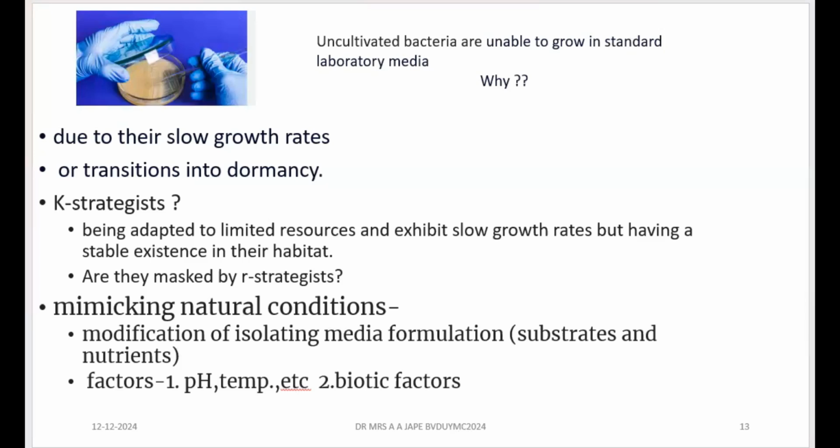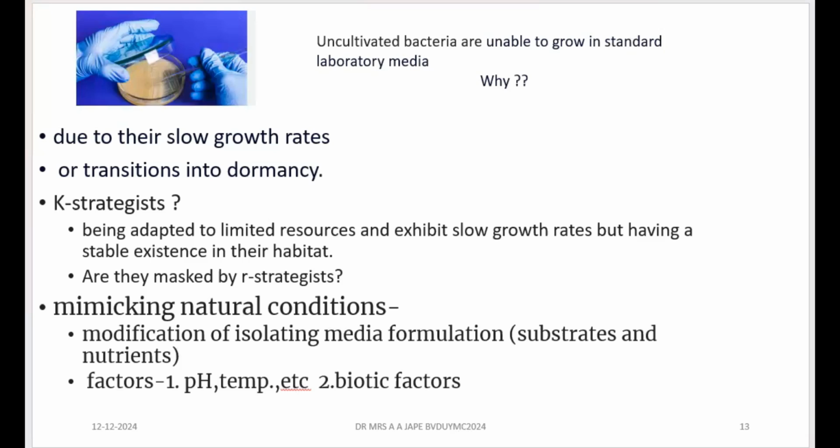Now, what do these biotic factors mean? Bacteria, when they are growing in the natural environment, are not alone, right? They are growing together and are interdependent. Some of them may have parasitic interactions. Some of them may have what we say coexistence, that is, growing together. Synergism may be there, right? So different interactions might be there.